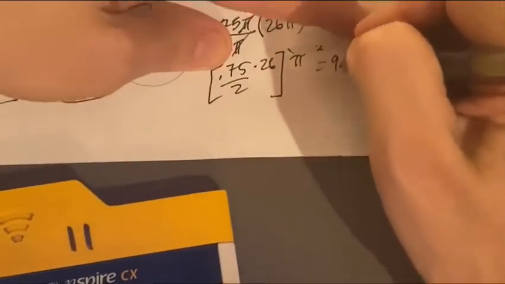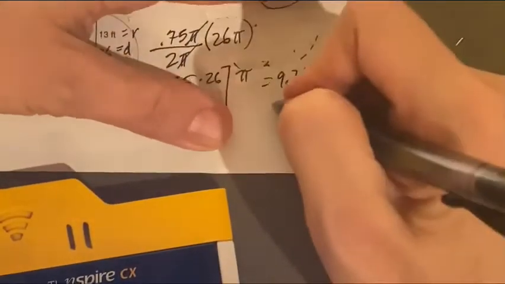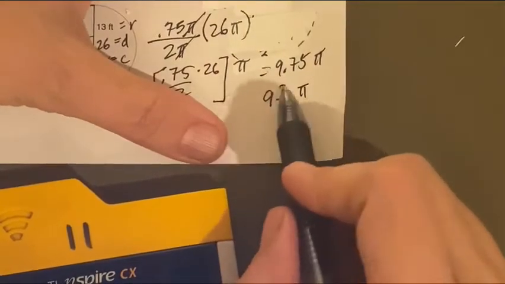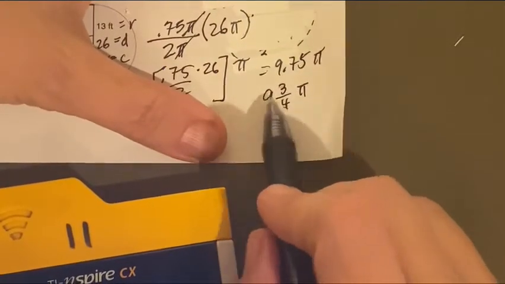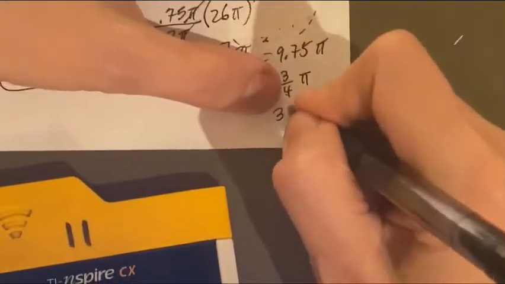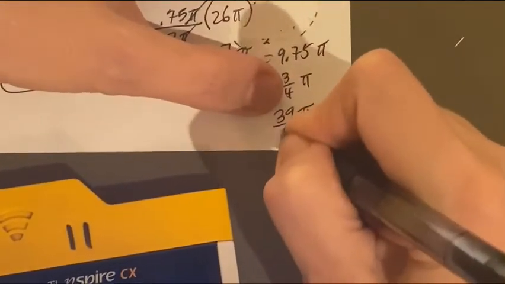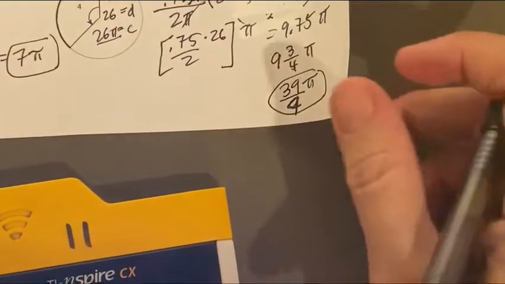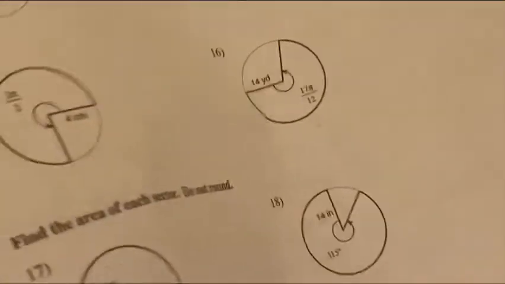I get 9.75 pi, but I know that that is 9 3/4, right? And so if I turn this back into an improper fraction, 4 times 9 is 36, 37, 38, 39. This is 39 pi over 4, or 39/4 pi. Okay. Let's see how things went on the back.